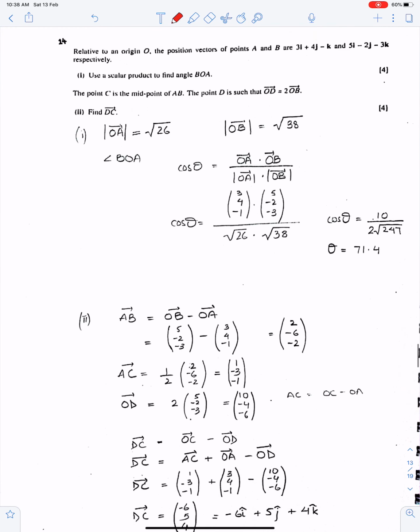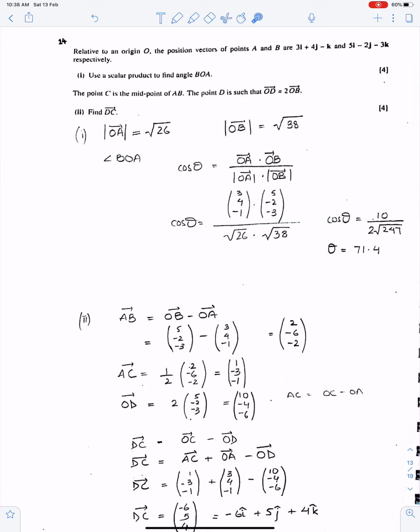Next question is 14. I'm leaving the first part. This dot product, you just need to use the formula in a right way, OB dot OA. Now this thing is important. The point C is the midpoint of AB. The point D is such that OD is 2 of OB. Find DC. Well, C is the midpoint of AB. So I mean, you need to write this thing.